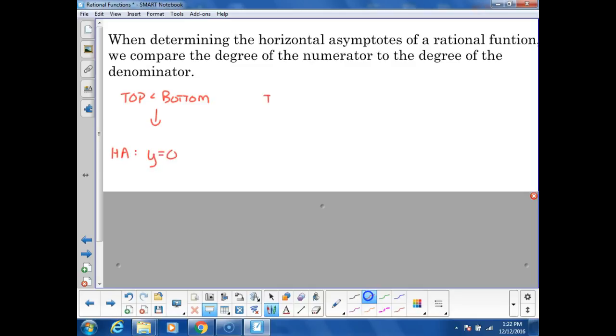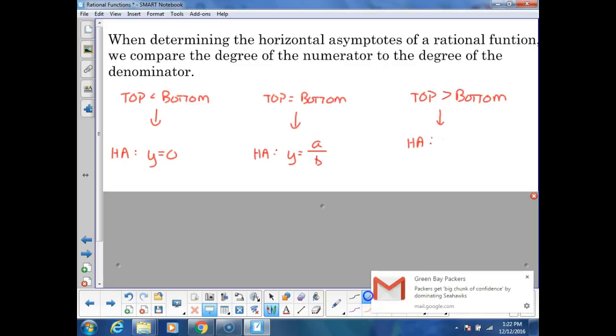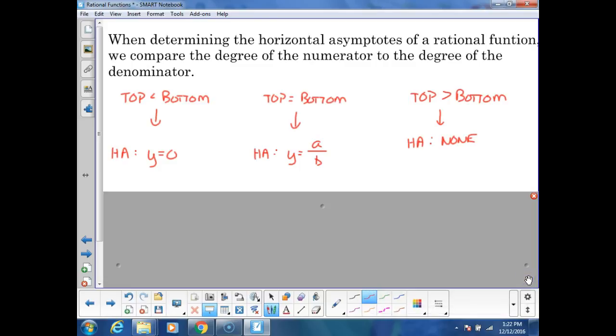What if they're the same? It's y equals a over b, the lead coefficients, right? What is the other case? If the top is greater than the bottom, there is no horizontal asymptote. There's a none case, right? It's this last one that I want to chat about.